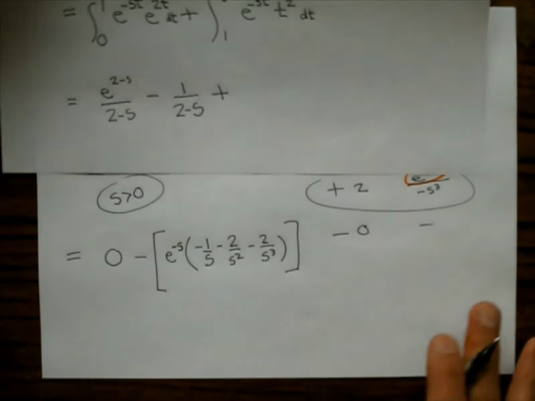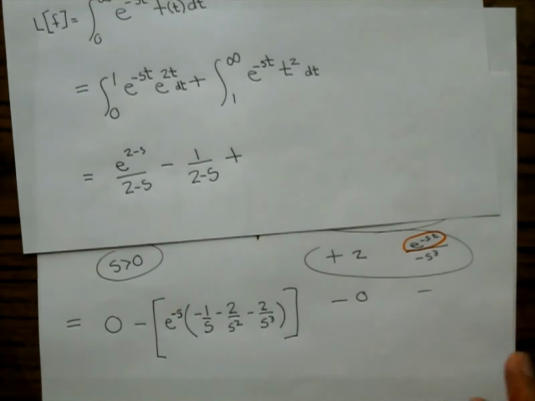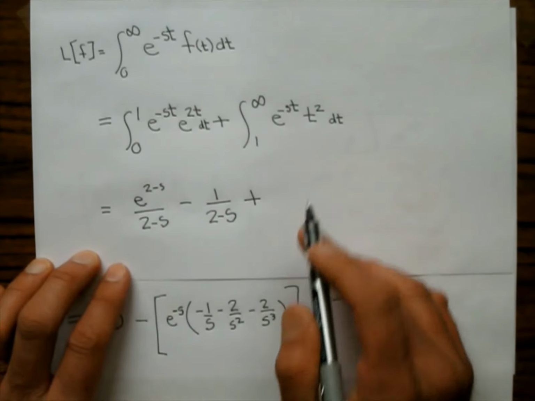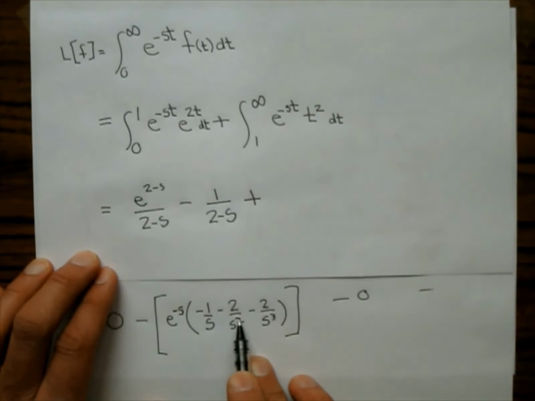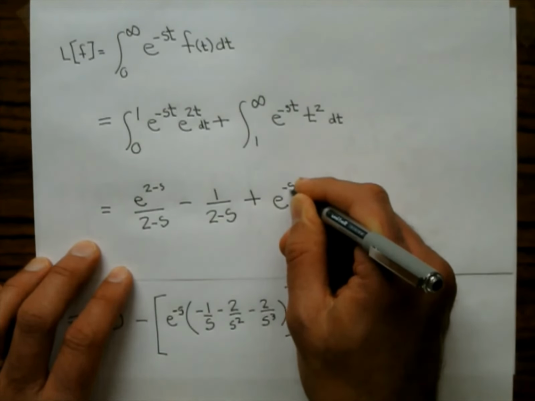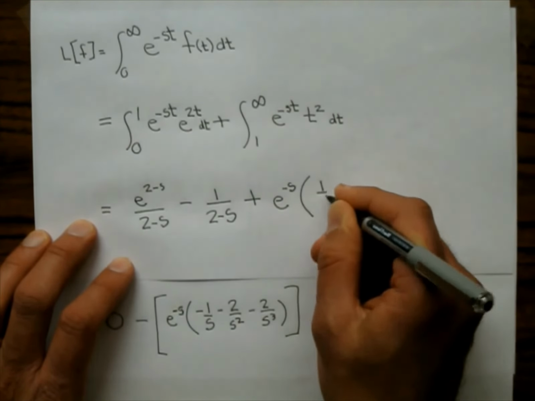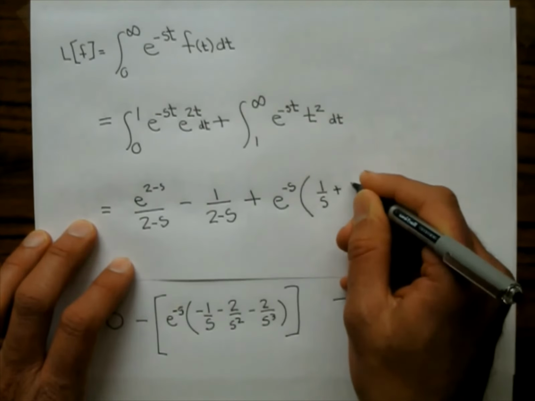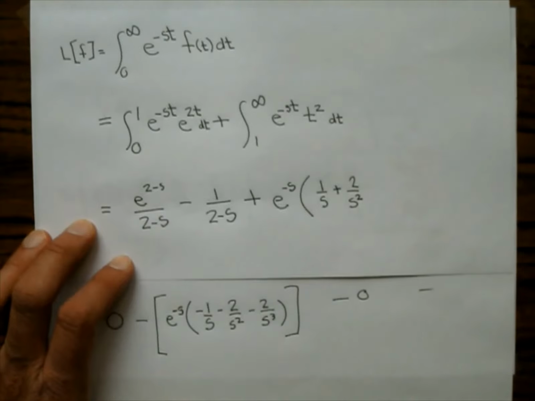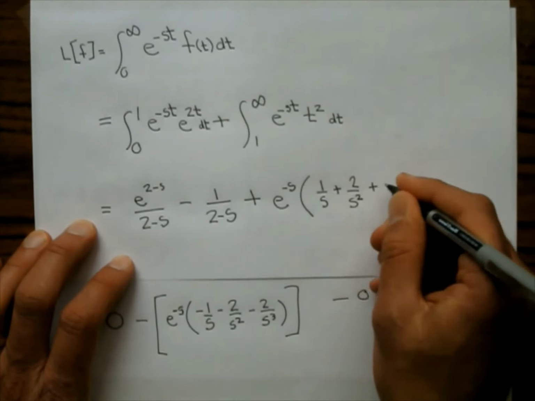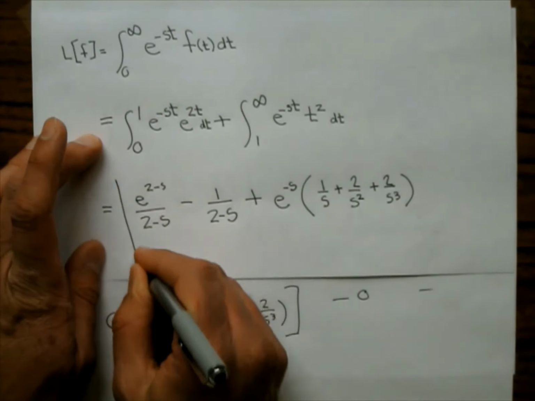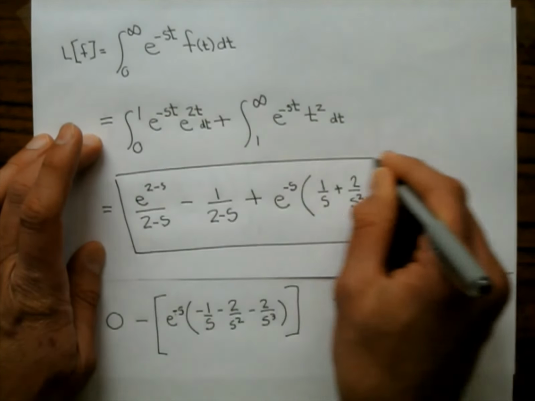I'm going to go back to this and see if we can write out our answer. Our answer for this part right here is, I'm going to distribute that negative into those negatives, and I'm going to have an e to the negative s. Then I have 1 over s plus 2 over s squared plus 2 over s cubed. That right there is the Laplace transform.